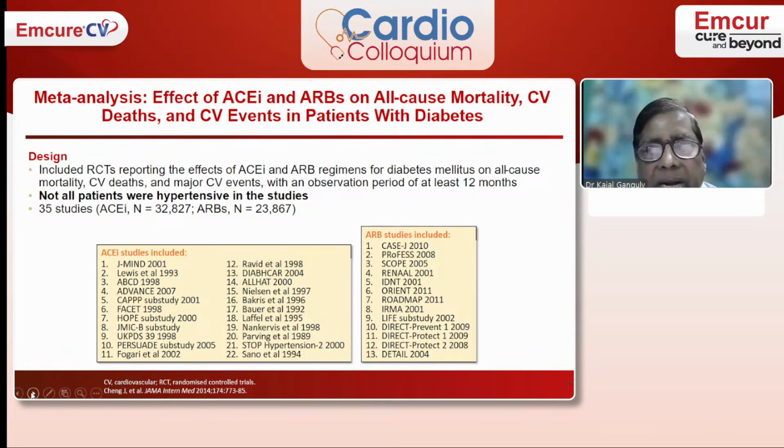For ACE inhibitors, we have got a number of trials. For ARBs, again, we have got a number of trials, starting from SJ, PROFESS, SCOPE up to DETAIL-STAT 2004. In ACE inhibitors, we had a number of trials from JMIND to STOP Hypertension and the SANO trial in 1994. And the HOPE trial was published in 2000, and HOPE 3 was published in almost 2008 or 2009.